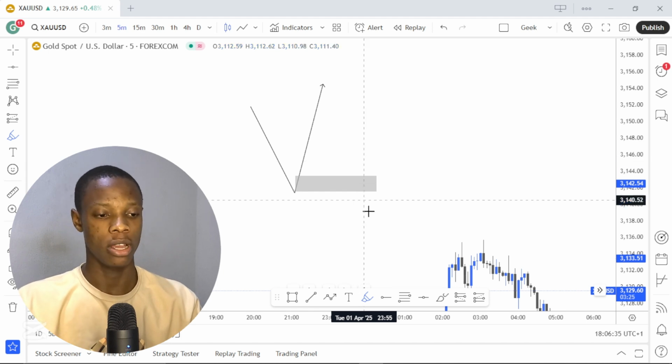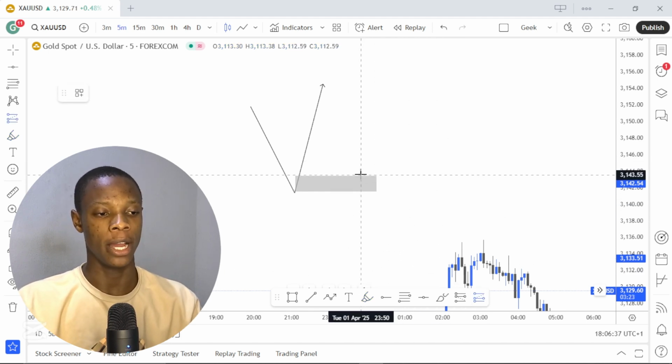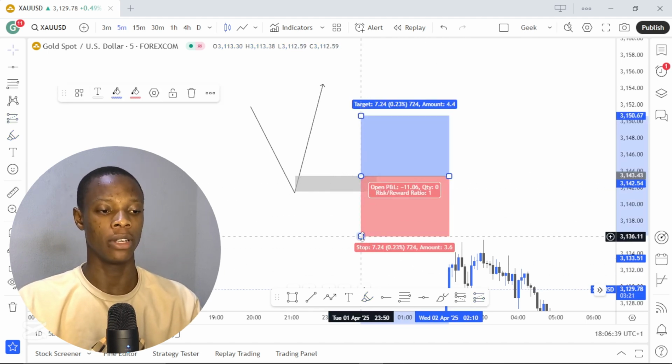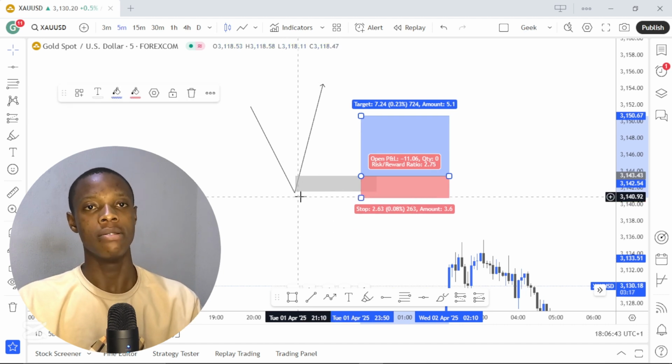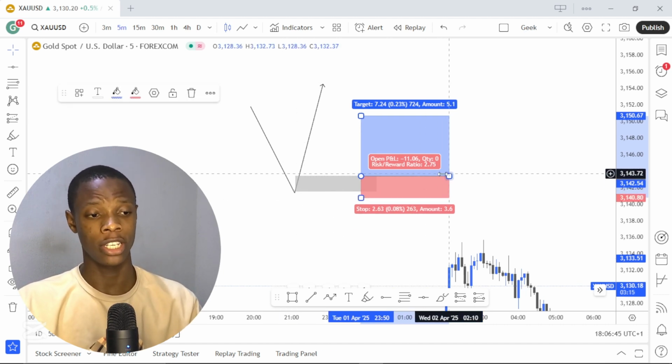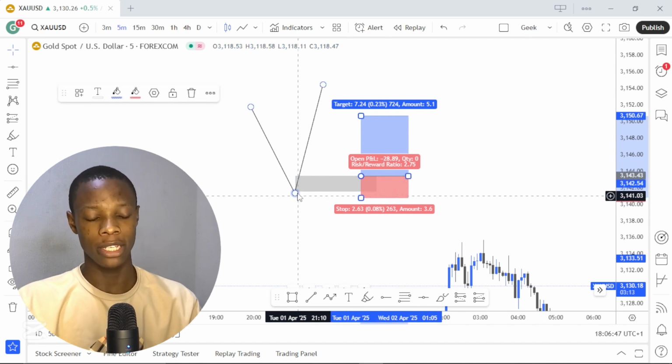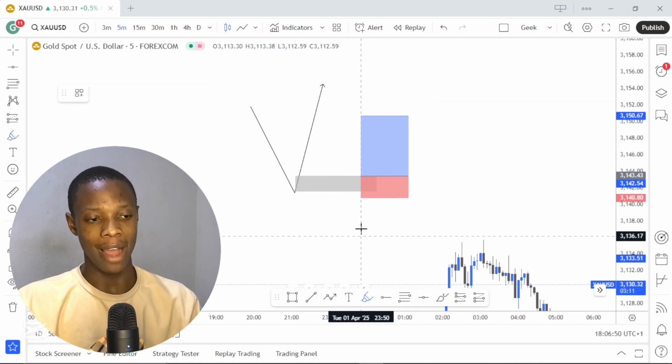Our stop loss. Let's say we are taking a buy from this very high, from this very order block. Our stop loss now is going to be below this very low. I'm going to show you something on the chart. Just stick to the end of the video. Our stop loss is going to be below this very low. Now, we have our stop loss right here.